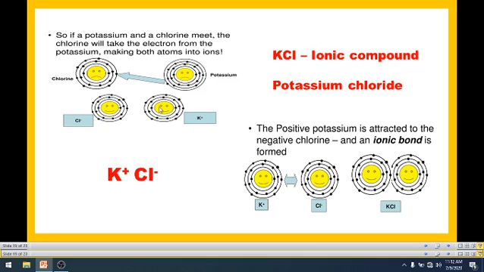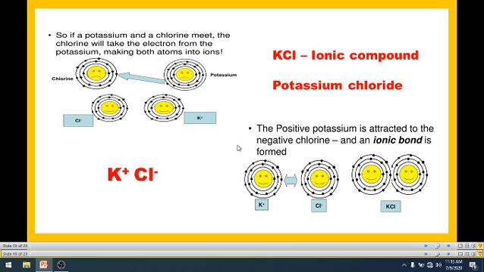Potassium has an excess electron. Chlorine needs one electron. Therefore, potassium transfers one electron to chlorine. So transfer of electrons takes place between potassium and chlorine. Therefore, an ionic bond is formed. The positive potassium is attracted to the negative chlorine and an ionic bond is formed. So potassium chloride is an ionic compound. If an ionic bond is there, those compounds are said to be ionic compounds. So this is how an ionic bond is formed.